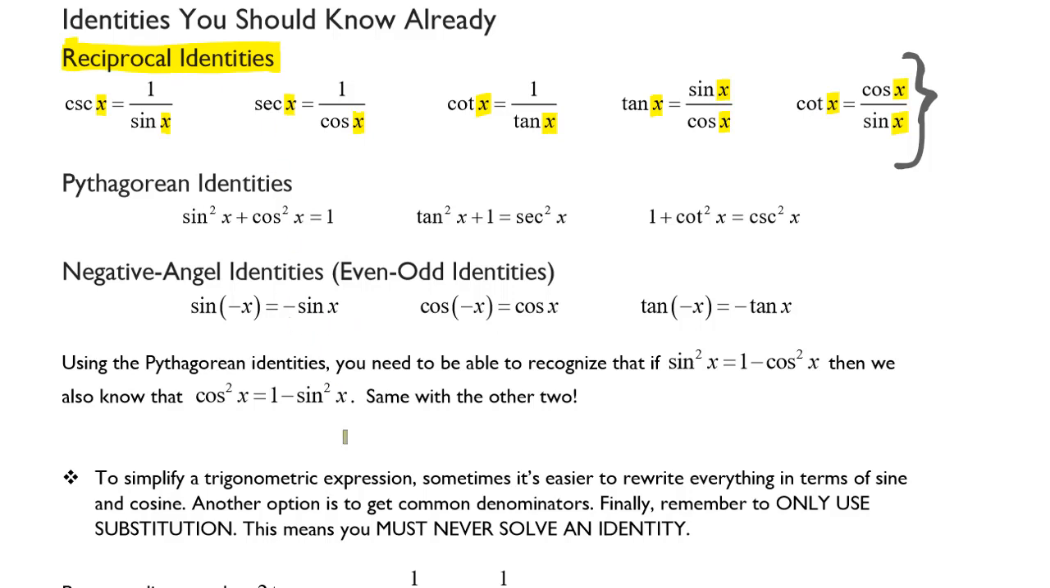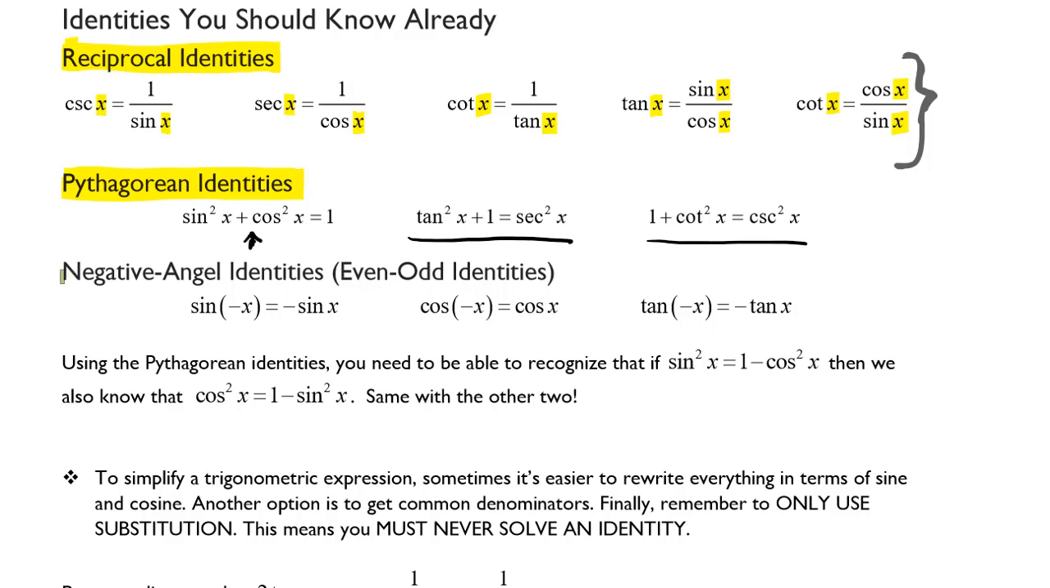The Pythagorean identities you should know already. We know that from previous sections, sine squared x plus cosine squared x equals 1. Tangent squared x plus 1 equals secant squared x. And 1 plus cotangent squared x equals cosecant squared x. Again, all of these you need to be able to memorize, and you should be able to derive the second two from the first one.